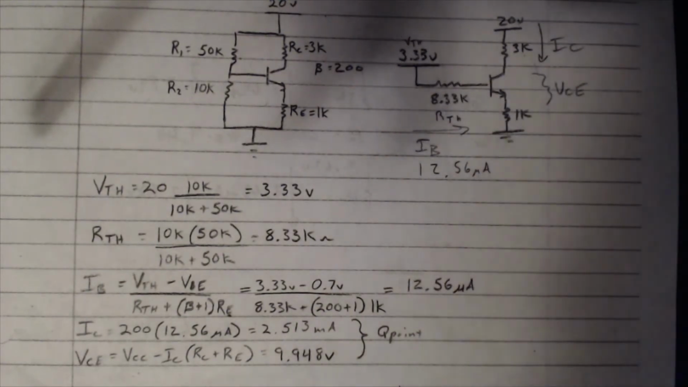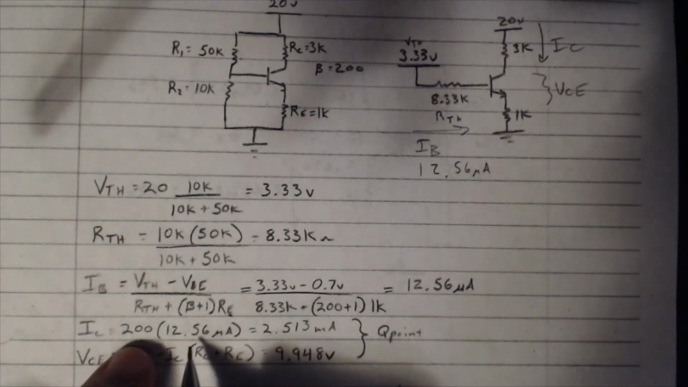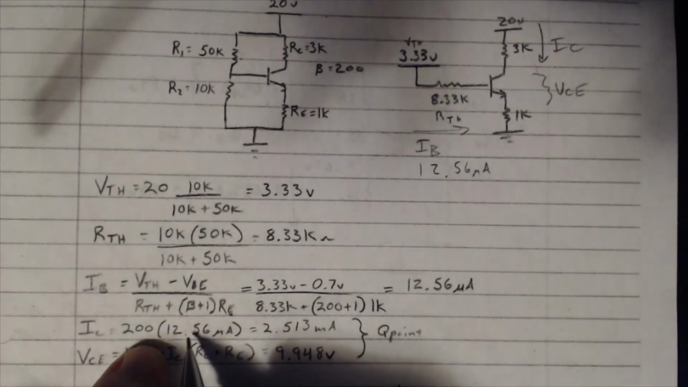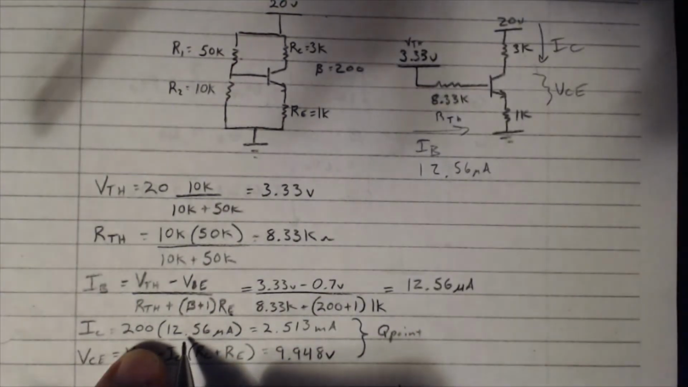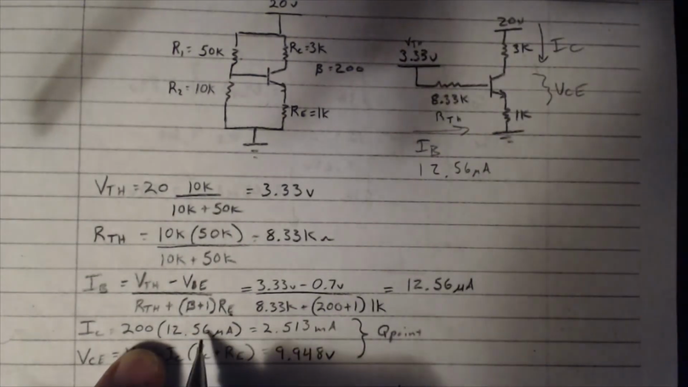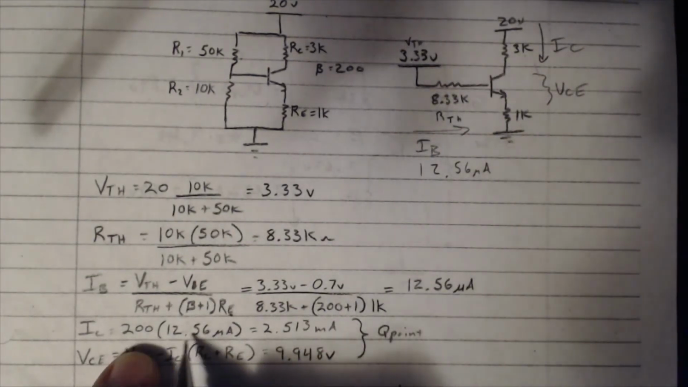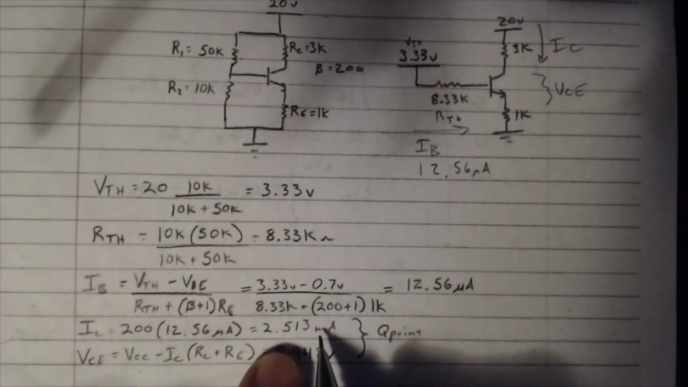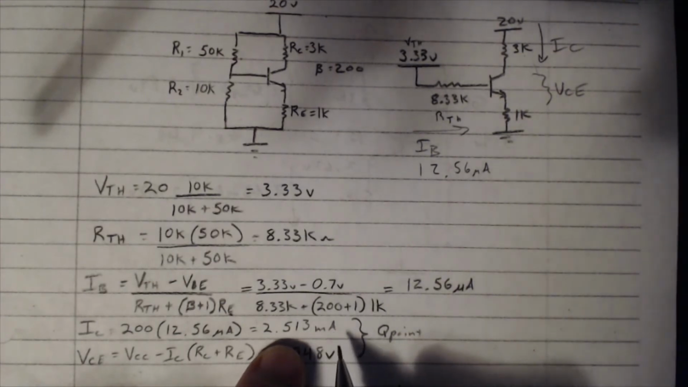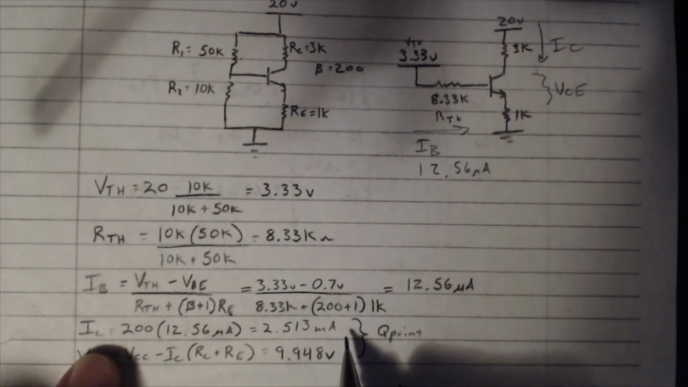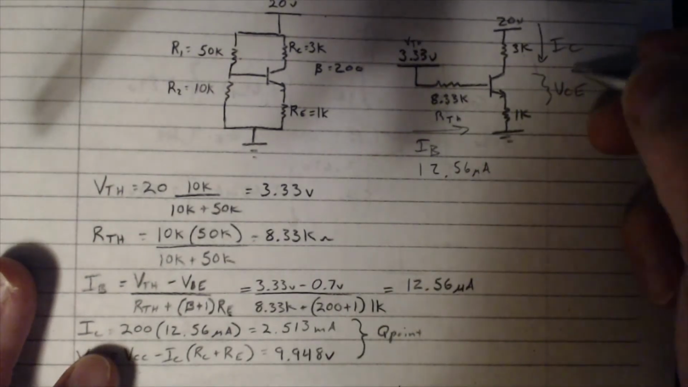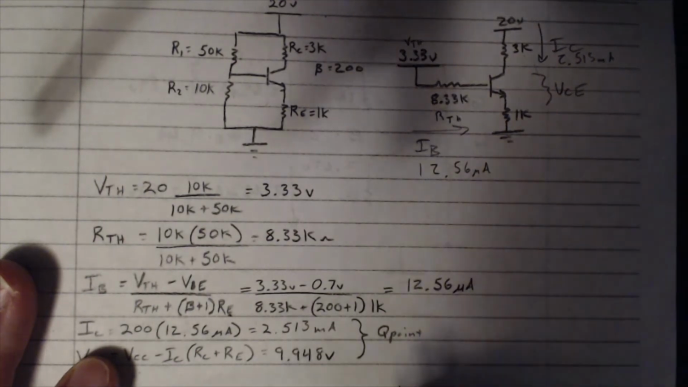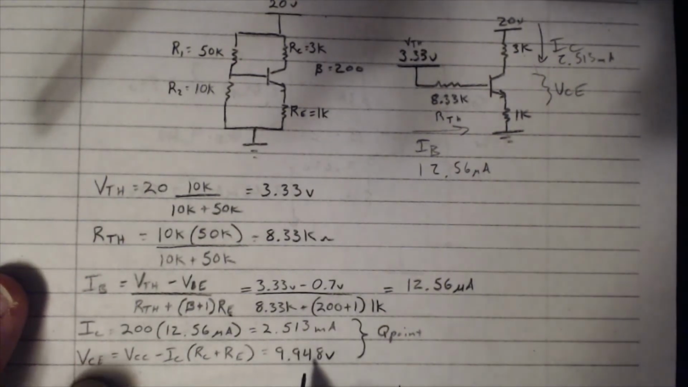Next up, we need to figure out IC. Remember, IC is equal to beta times IB. It's just the gain of the transistor times our base current. We already figured out our base current was 12.56 microamps. So 12.56 microamps times 200 gives us 2.513 milliamps. So that gives us IC, 2.513 milliamps.